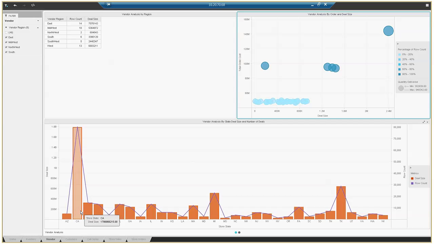So you can see the state of California is the highest, then Texas, and it looks like we're doing a lot of sales in Michigan as well. This other panel here, we're still underneath the vendor tab, we can look at our vendors broken out by heat map.